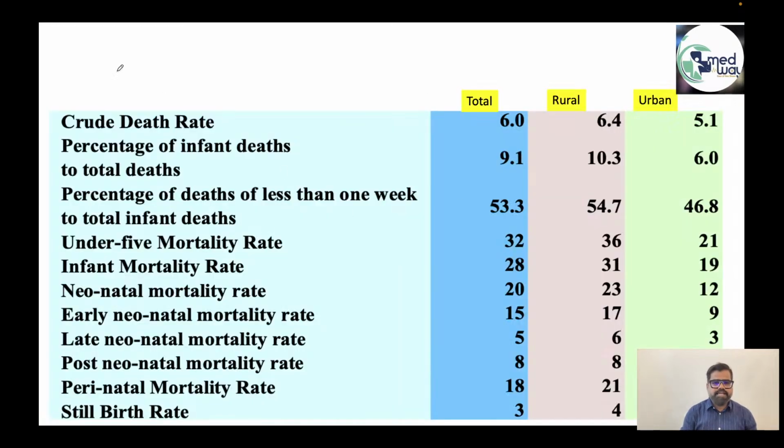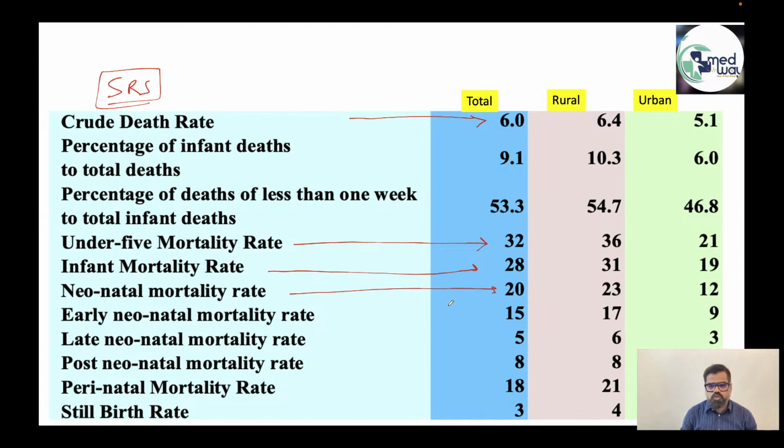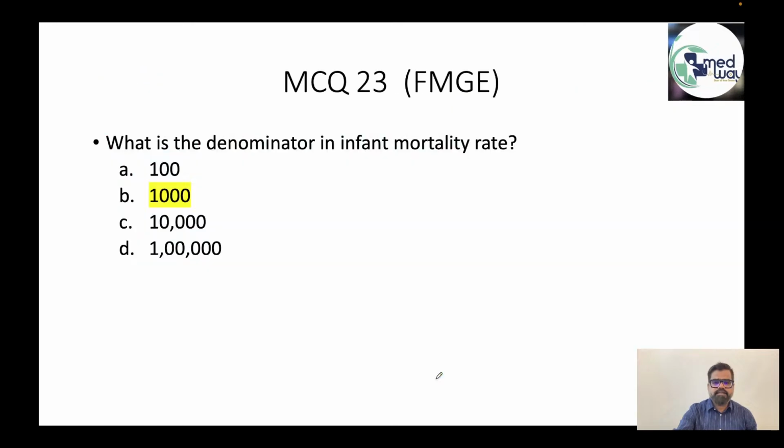Now, the current SRS data, this will help you to remember the data also. The crude death rate, I have already mentioned earlier, is 6. Under 5 mortality is 32. Infant mortality rate is 28, neonatal mortality is 20. Early neonatal mortality is 15. Late neonatal mortality is 5. Post-neonatal is 8. Perinatal mortality is 18. Stillbirth is 3. You will say, how to remember all this? Now what I'll do, just a second, go back to the slide.